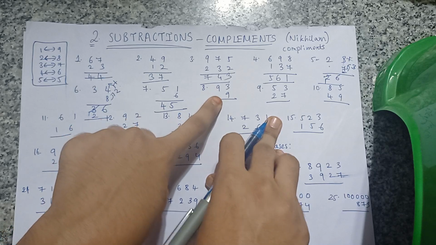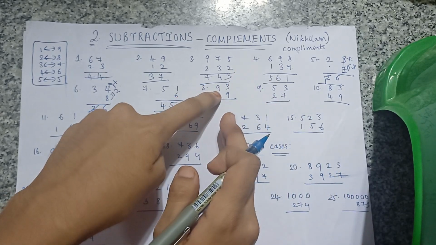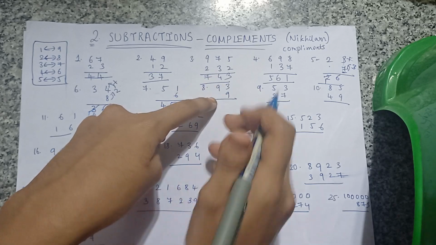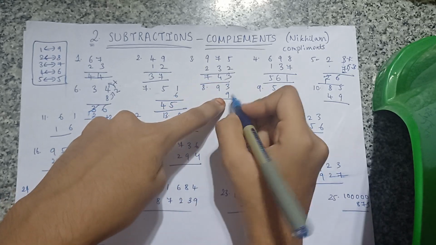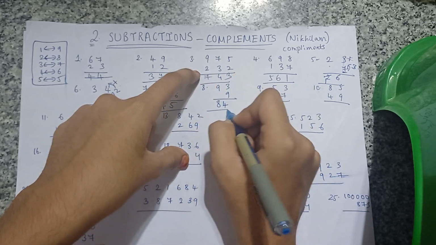Now 9 minus 0, which is 9, but coming to the next row, it is a mismatch pair, so we have to subtract 1 from this row. So 9 minus 1, 8. Now the complement for 9 is 1. So 1 plus 3, 4. Now 84 is this answer.